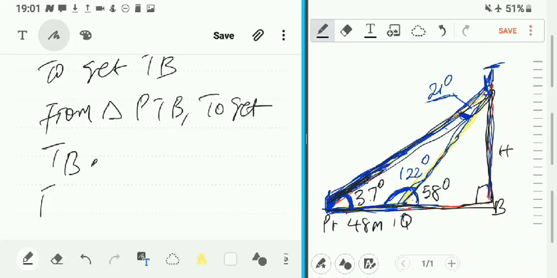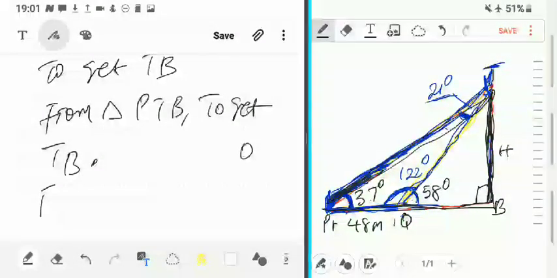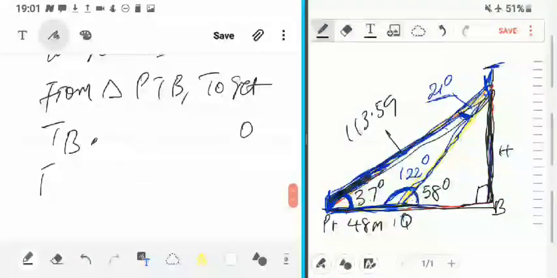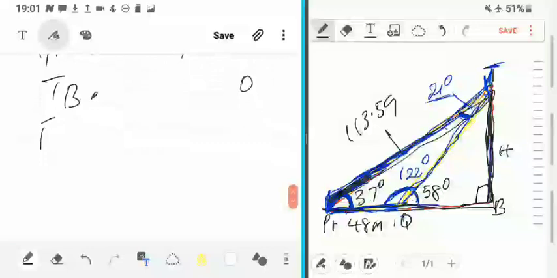How will I use SOHCAHTOA? The side we're looking for is the opposite side, so O should be in your formula, and we already have a side that is given, 113.59 meters. So I can use SOHCAHTOA. In fact, that would be the easiest thing for me to use. But let me just use the sine rule to broaden your knowledge about the sine rule.